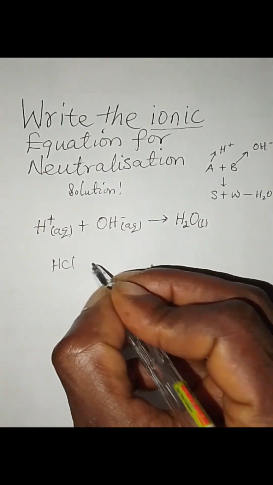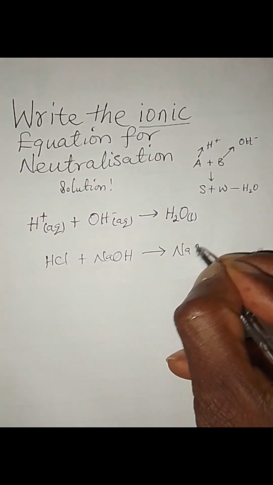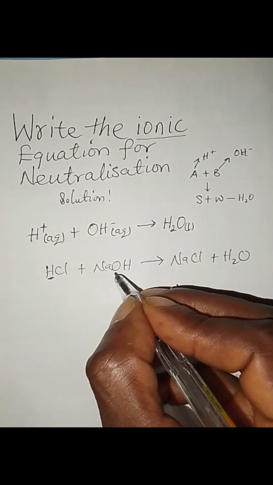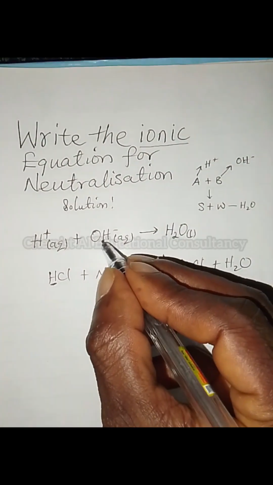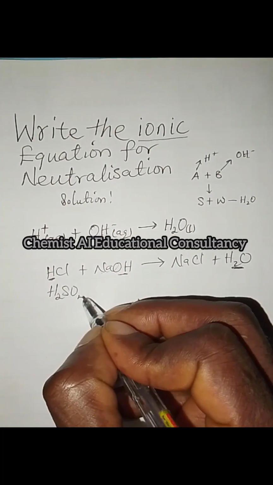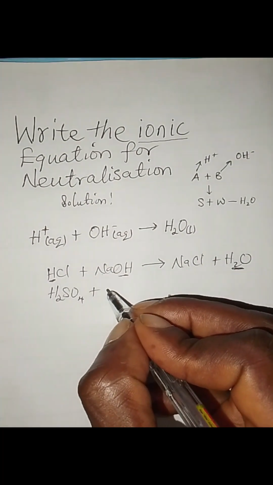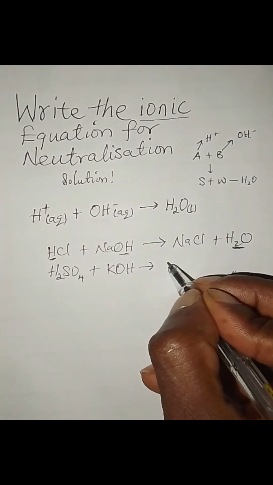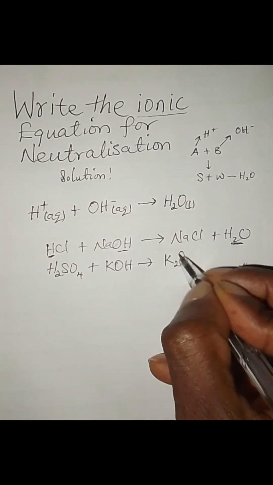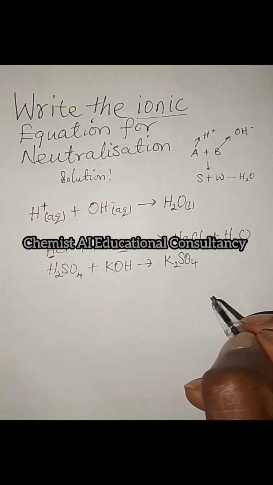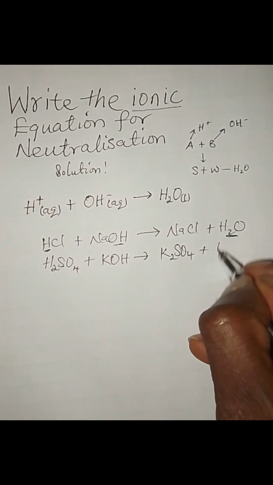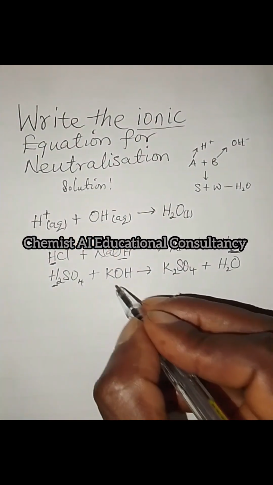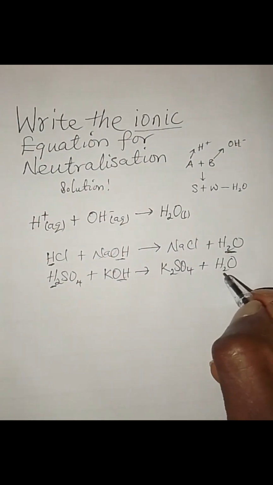For instance, hydrochloric acid plus sodium hydroxide. Hydrochloric acid produces H+. Sodium hydroxide produces OH-. And this is the water that is formed. Tetraoxosulfate(VI) acid reacts with potassium hydroxide, which is a base, to form salt, potassium tetraoxosulfate(VI), and water. And if you look at the equation, the same ionic equation occurs. Sulfuric acid produces hydrogen ion. Potassium hydroxide produces hydroxide ion, and this is the water formed.